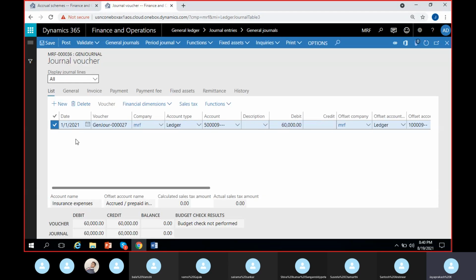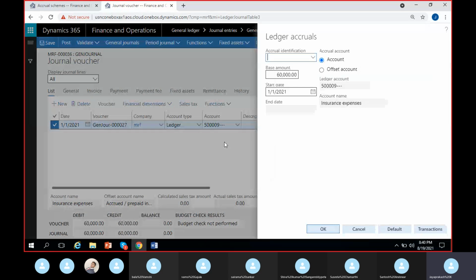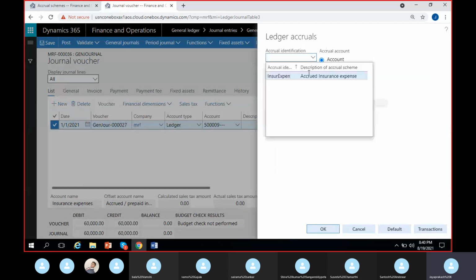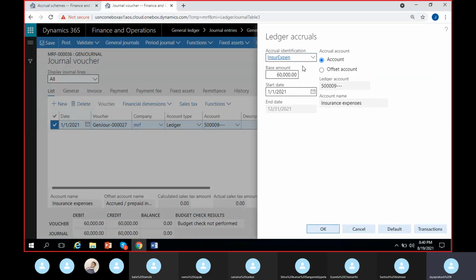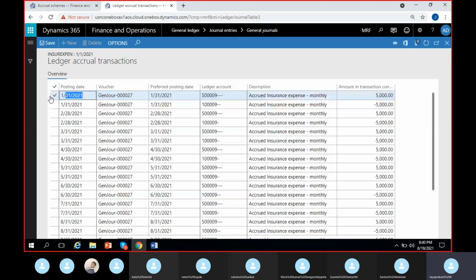Even though I'm creating it for the 1st of January here, suppose I apply this accrual scheme again, going to ledger accrual, apply the same scheme, but I change it to end. So I'm applying the same scheme, same start date and same end date. I'll click on transactions here. You can see it is now posting transactions for the 31st of every month: 31st, 28th, 31st, again 30. So the end of every month. What is the last date of every month?